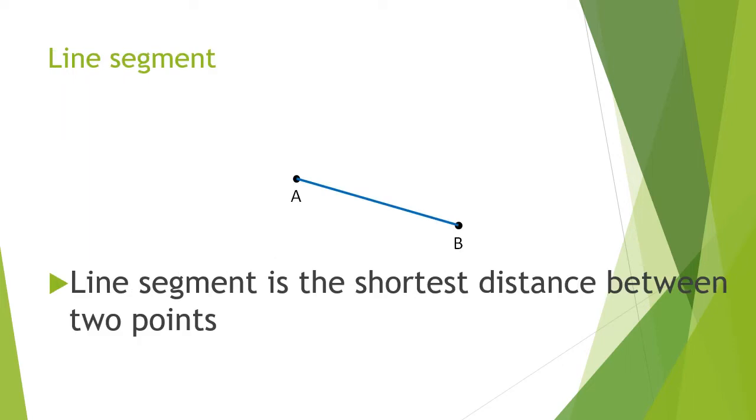Line segment. A line segment is the shortest distance between two points. It is a part of a line and it has a fixed length. A line segment, being of fixed length, cannot be extended in any direction. So a line segment has two endpoints.